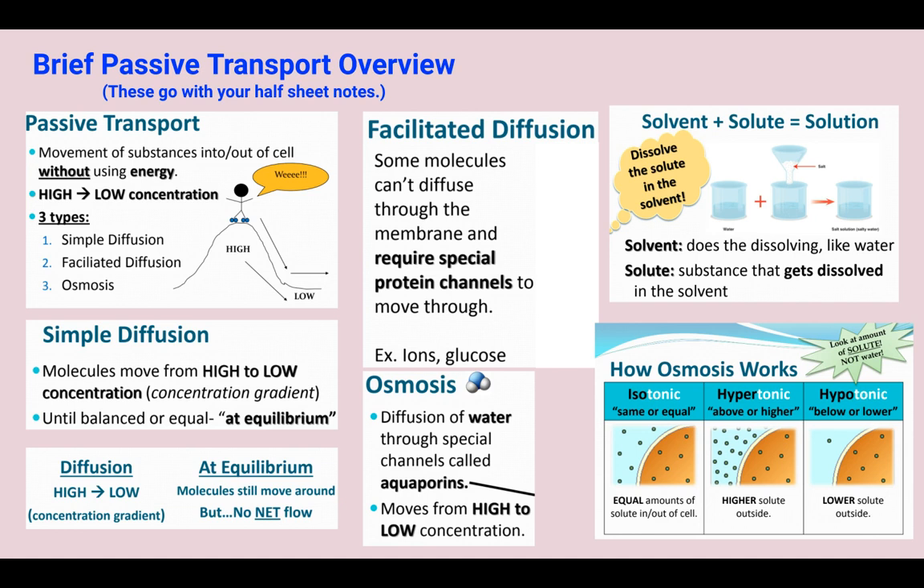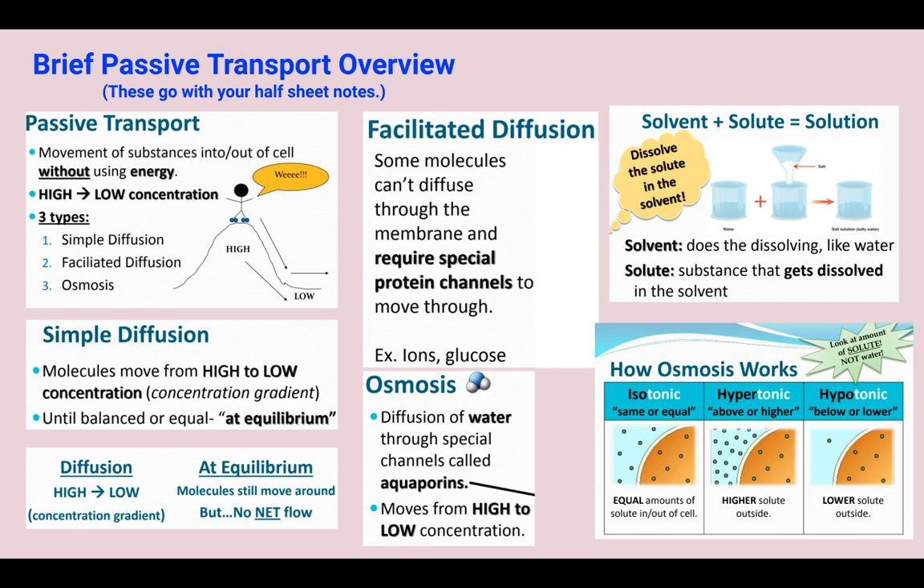So from high concentration to low concentration. That's true for everything that is passive. We are always moving from high to low concentration in passive transport. So again, our three different types are going to be simple diffusion, which is small nonpolar molecules. We have facilitated diffusion, which requires a protein channel because these are larger charged molecules. And then we have osmosis, which is referring to the movement of water and only water.